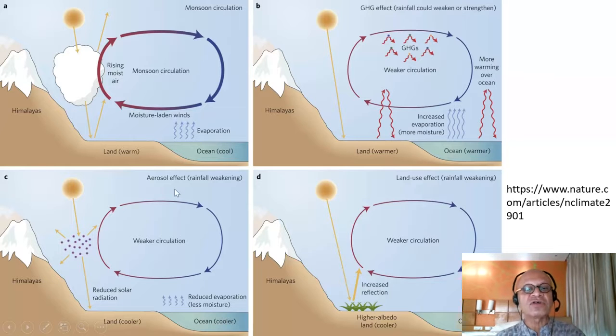And the aerosol effects, we mentioned the rainfall weakening. So we talked about the direct effect, where the scattering and the absorption reduced the solar radiation and the circulation has weakened. All these are points that are debated, as we already discussed.